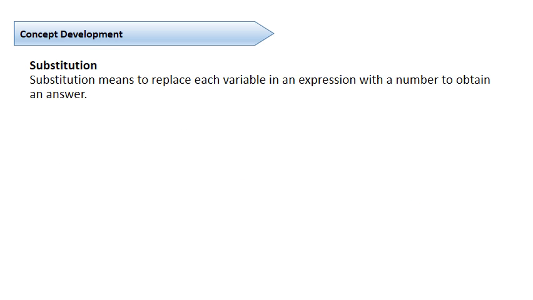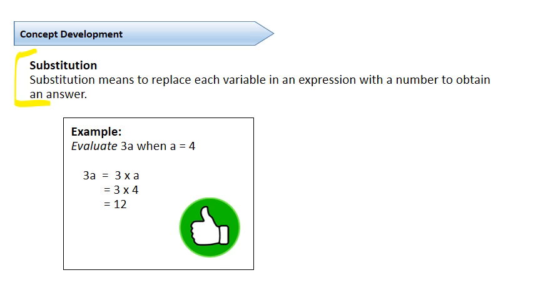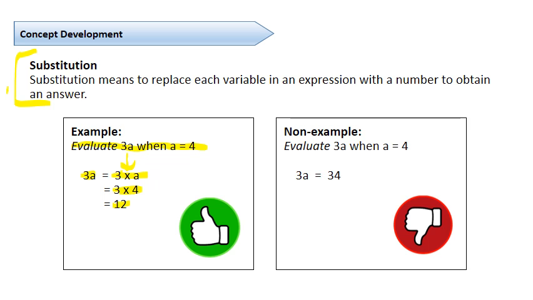Right, copy down this definition of substitution in your books. Here's a good example down here. Evaluate 3a when a equals 4. So 3 times a, you can write it out in full. 3 with the times sign, 3 times a. When you see the a, you put in a 4. 3 times 4 is 12. You see this sometimes. I'm not going to go on about it too much, but you've got to make sure you multiply them, don't just add a 4 onto the end.